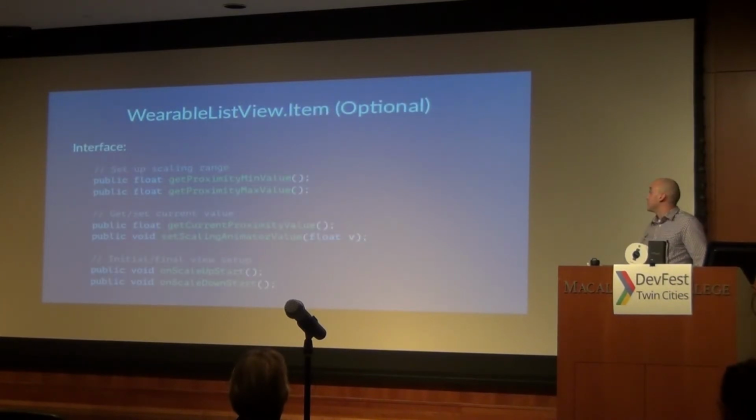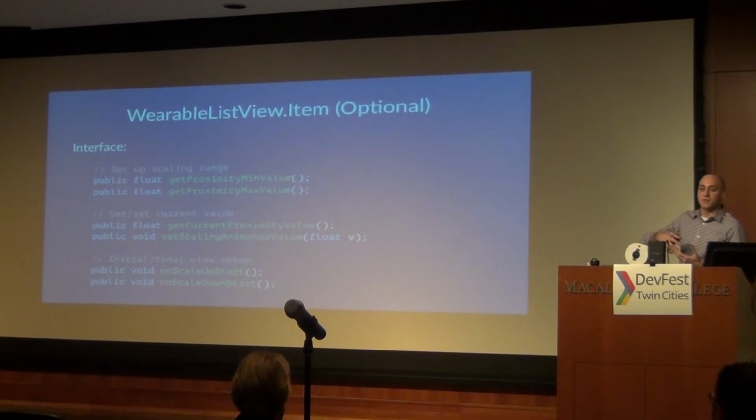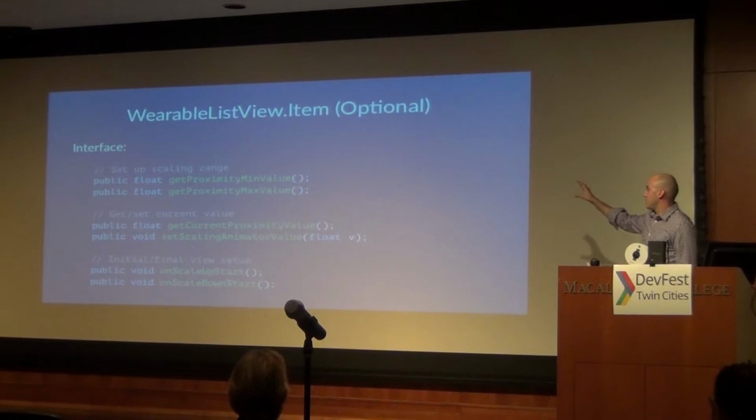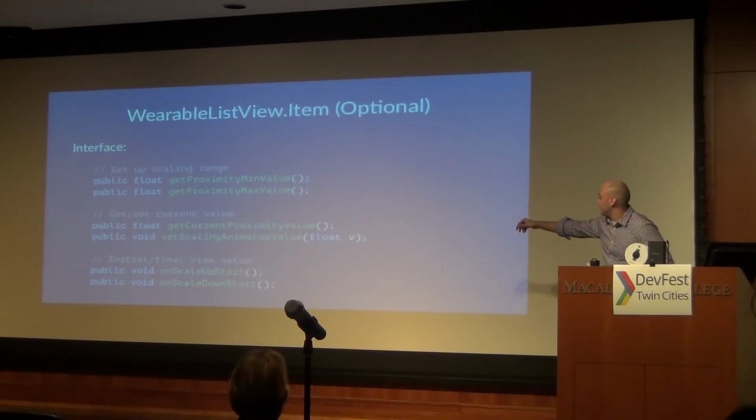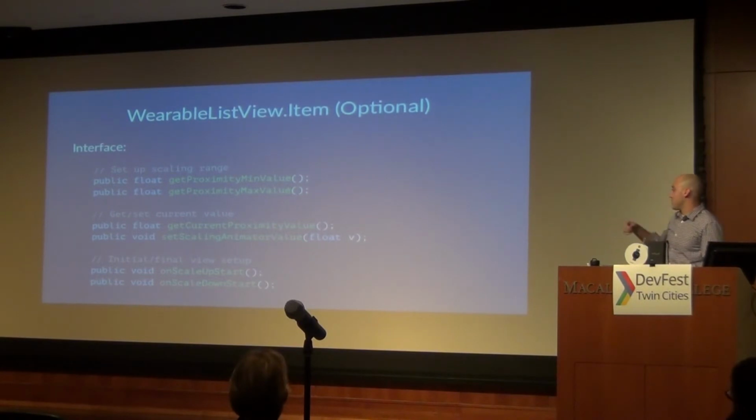The fun kind of comes in when you implement this wearable list view item. This is something that you're going to put on a custom view, and that's going to be what you use as the main views of your adapter. So with the interface here, you set up an initial range of values that you're going to animate over. You have these two methods to get and set the current value. And then you have initial and final startup methods. So I'll show you how this works in a moment here.